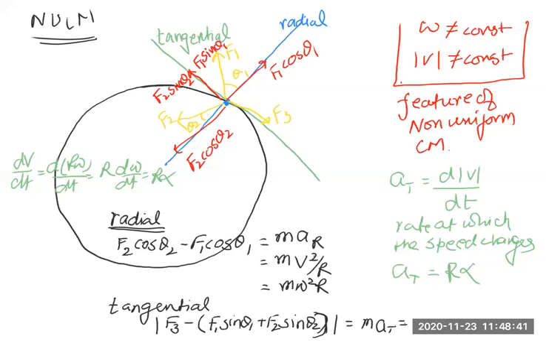So here you can write this as m dv by dt, or you can write this as m into r alpha. Okay, so both the expressions you can use. Just like in radial acceleration, you have multiple expressions. In tangential acceleration also you have multiple expressions. So this is the difference that is going to come along.